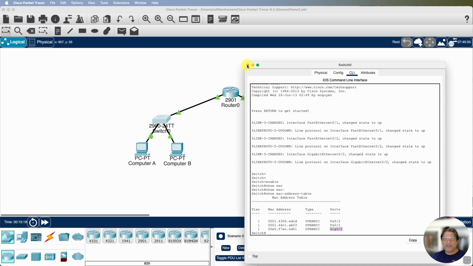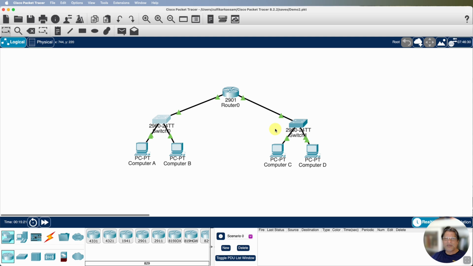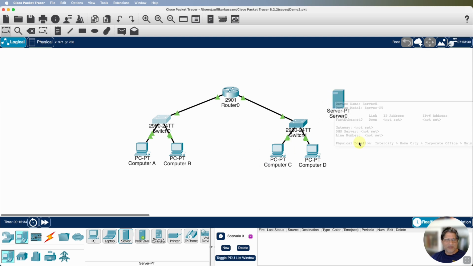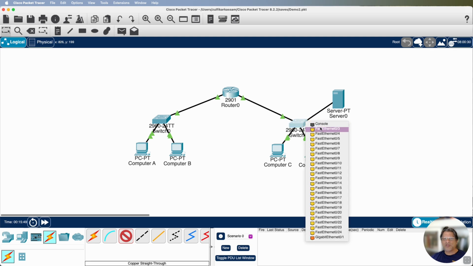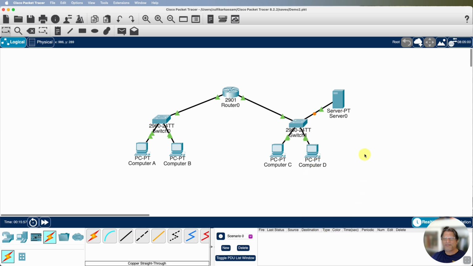Right. So now what we're going to do is we are going to introduce a web server to the network. Okay, so what we can do here is we can click on the end devices in here, and we're going to drag a server on this side of the network. Okay, so we're going to connect a server to the network. So we're going to use a straight-through cable to connect this server's Fast Ethernet port to the switch. So we can use the next available port, or we can go with the last port. So to make it easier, let's go with the last port available, Fast Ethernet 0/24. Okay.